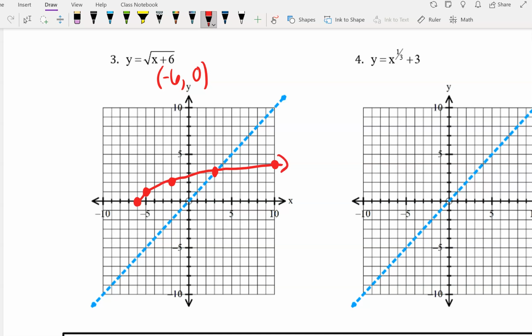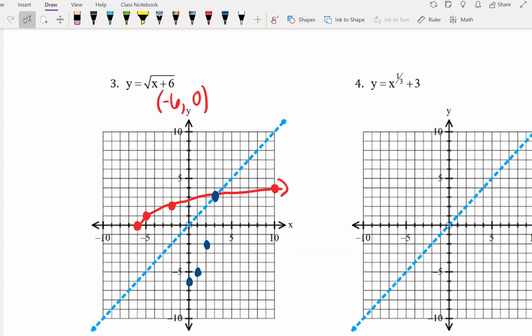Now we need to graph its inverse. This was the point -6, 0. I'm going to graph the point 0, -6. This was the point -5, 1. I'm going to graph 1, -5. This was -2, 2. I'm going to graph 2, -2. This one's interesting. This is the point 3, 3. If you switch 3, 3, it's still 3, 3. And then this last point was 10, 4. I'm going to graph 4, 10.